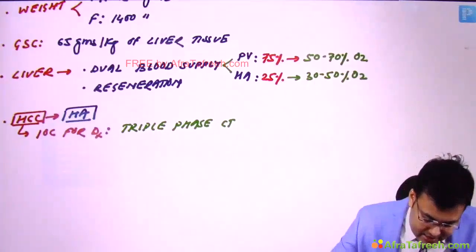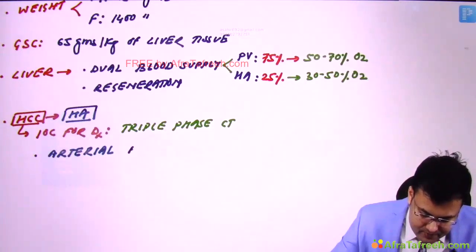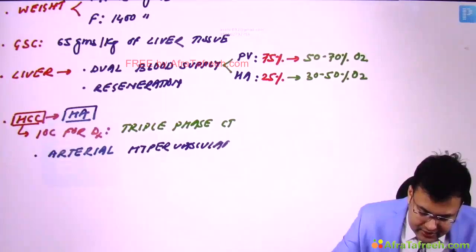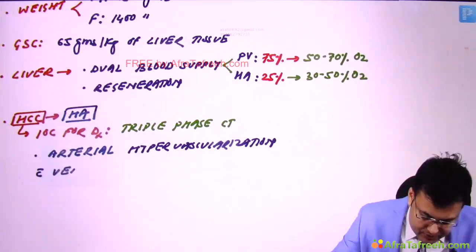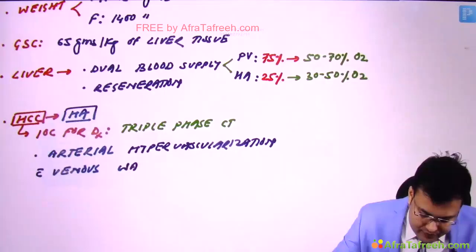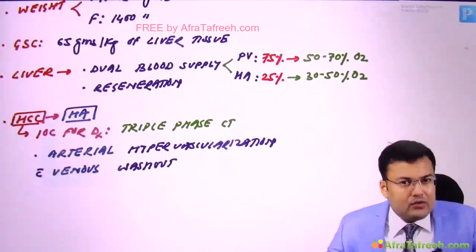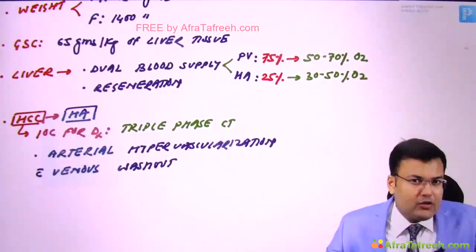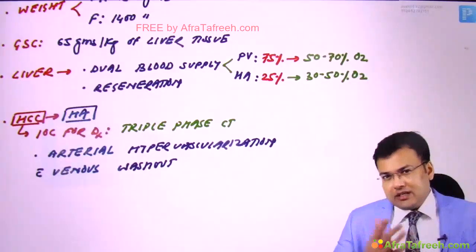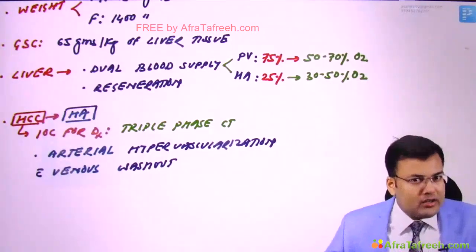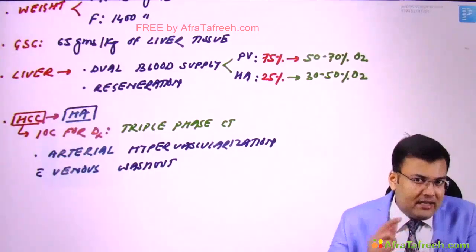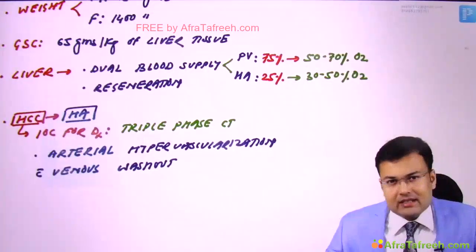So the diagnostic criteria is arterial hypervascularization with venous washout. Now what is the simple concept behind this? Why is it known as triple phase CT? You must have seen how CT is done. Without giving contrast, if you take the section, that is known as non-contrast CT. And if you give contrast and then take the cut section, that is known as contrast enhanced CT.